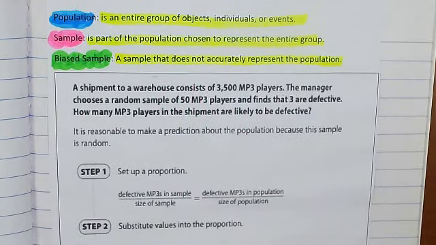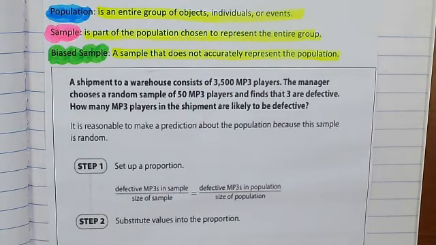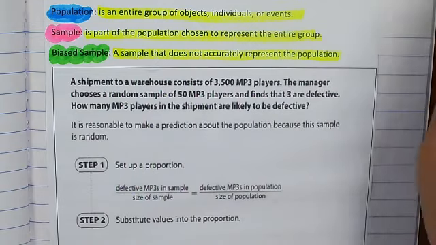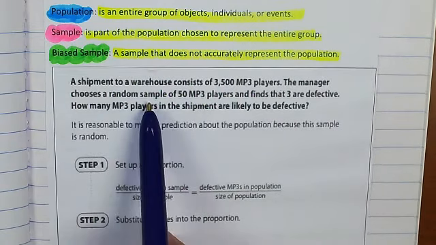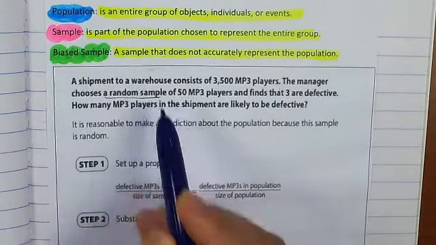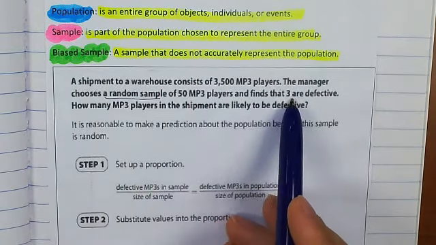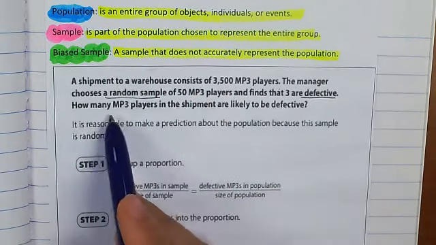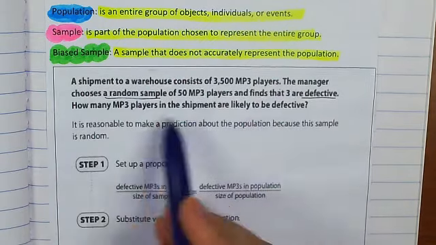So now let's look at the parts for the computation in making inference from a sample. We have a shipment to a warehouse that consists of 3,500 MP3 players. The manager chooses a random sample of 50 MP3 players and finds that 3 are defective. Defective means they're not working properly. How many MP3 players in the shipment are likely to be defective?